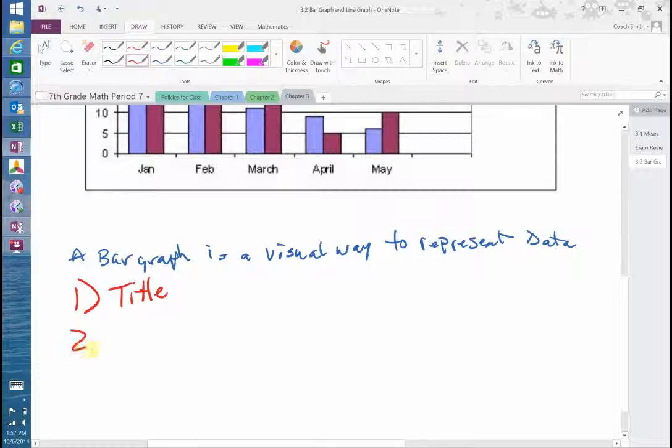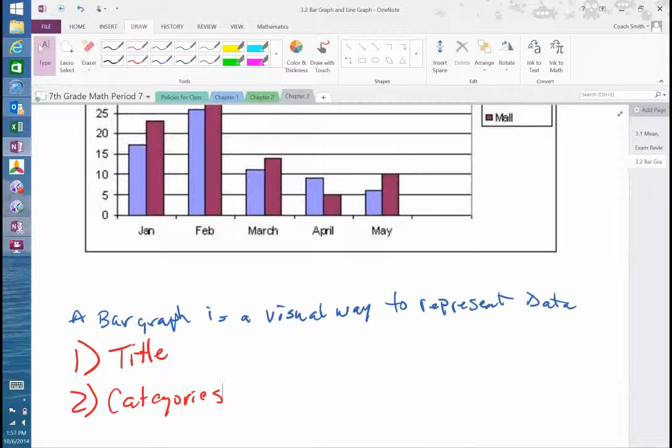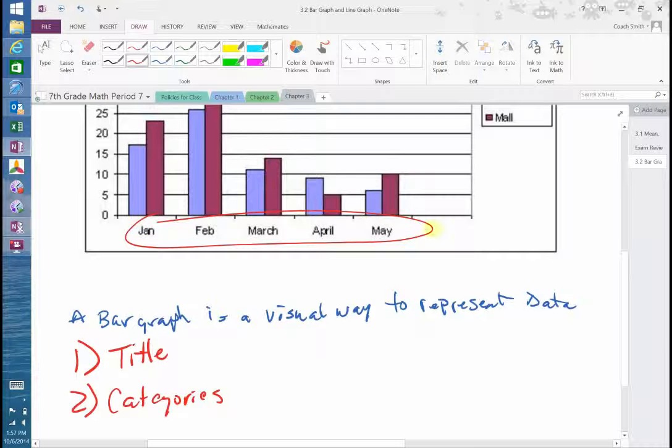Second of all, categories. The categories in this bar graph are right here. These are your categories. They are the months: January, February, March, April, and May.